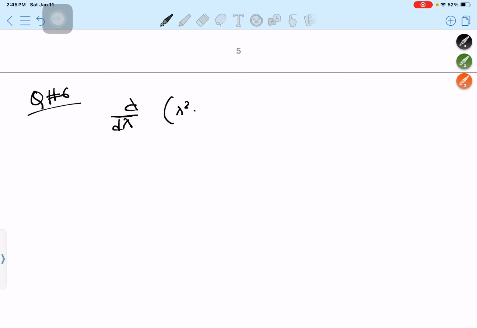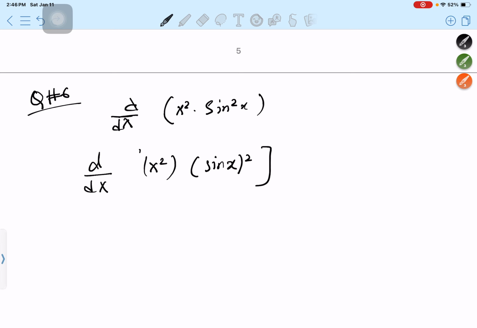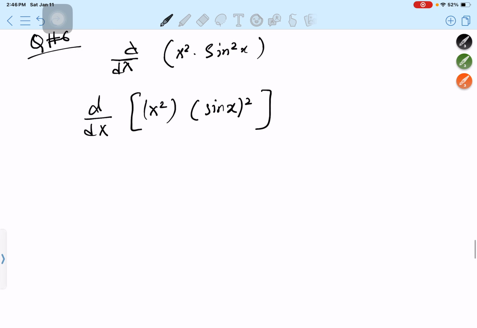The first thing I'm going to do is just simply rewrite this. So we're finding the derivative of x squared. The other function, I can write sine squared of x as sine x quantity squared. So that's an equivalent way of writing it, and I like to see it this way just because it reminds me again to use the chain rule. So here we're going to have to use both the product rule and the chain rule.